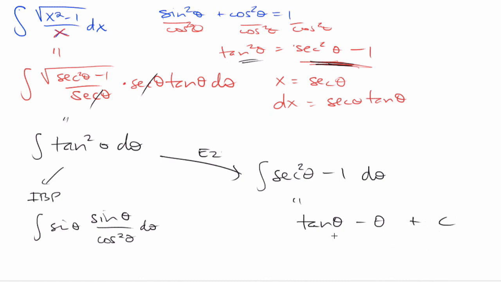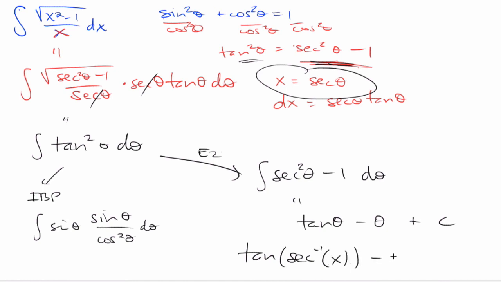And you want to go back then and write theta as a function of x. Since x is equal to secant theta, well, theta is inverse secant of x. So your final answer is tangent of inverse secant of x minus inverse secant of x plus c. That's it.